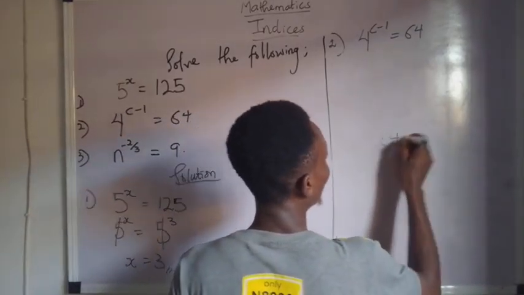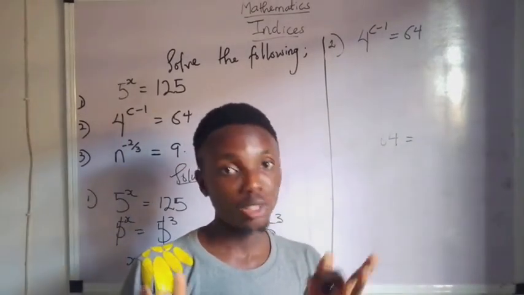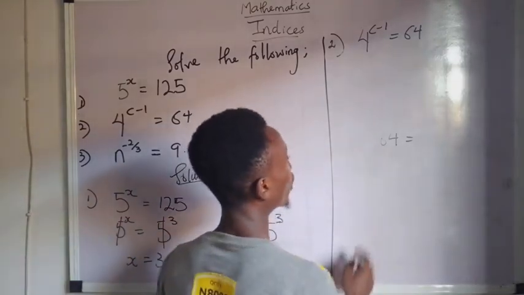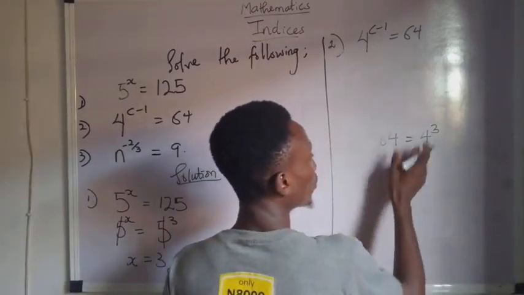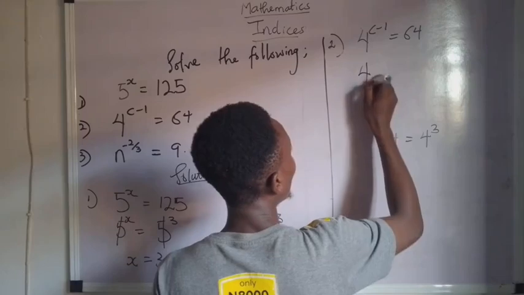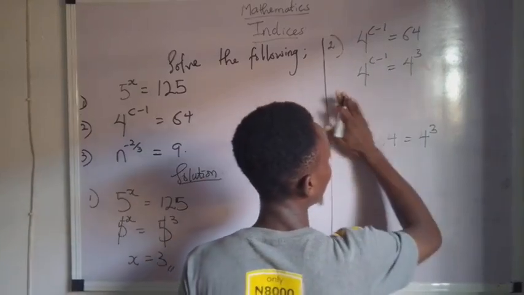64, if you check your chart very well and you've made your chart very well, you can use your calculator actually to make your chart. You will discover that 64 is equal to 4 raised to power 3. So why don't you substitute this? We will now have 4 raised to power c minus 1 is equal to 4 raised to power 3.